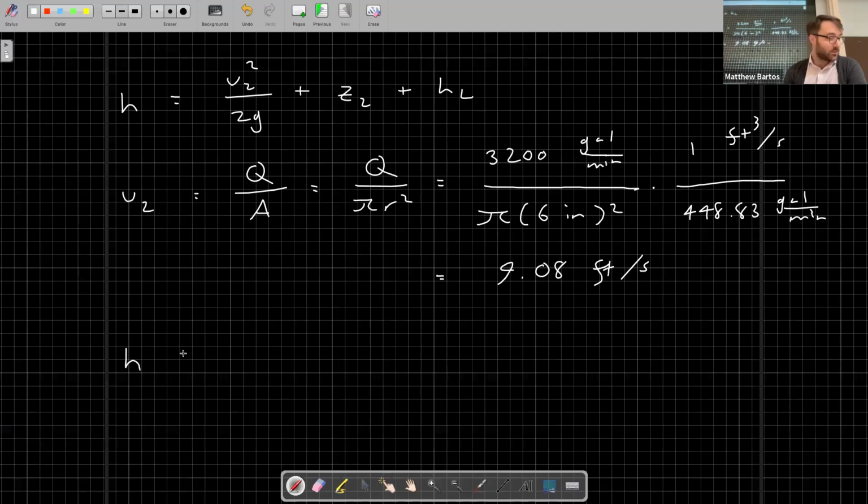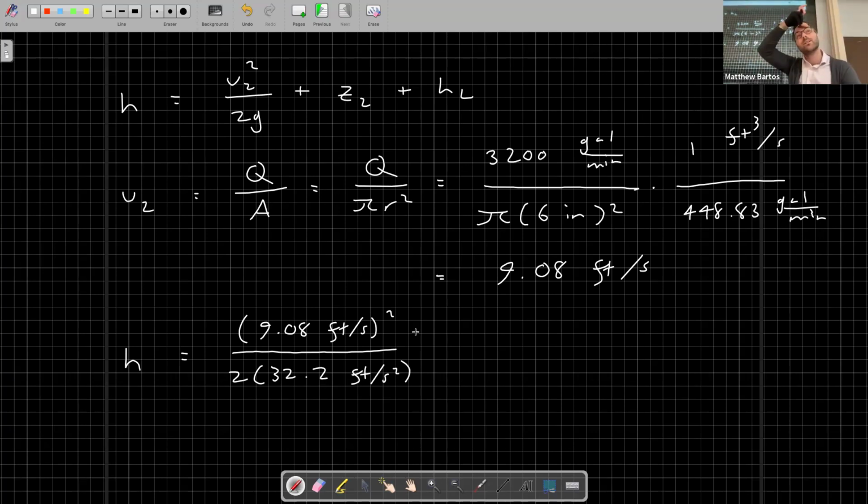We get that H, the height in the tank, has to be equal to 9.08 feet per second squared, divided by 2 times 32.2 feet per second squared. Remember to use the appropriate value for the acceleration due to gravity in your unit system. For US units, that's 32.2 feet per second squared. Z2, again, will be -5 feet, and the head loss will be 11.53 feet.